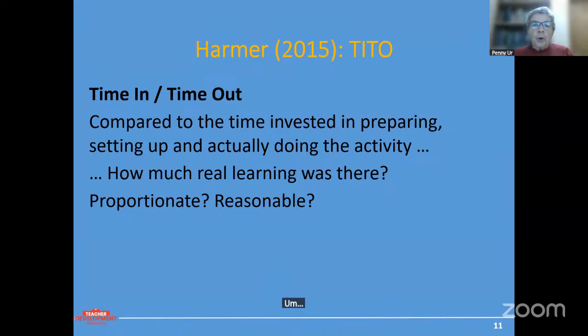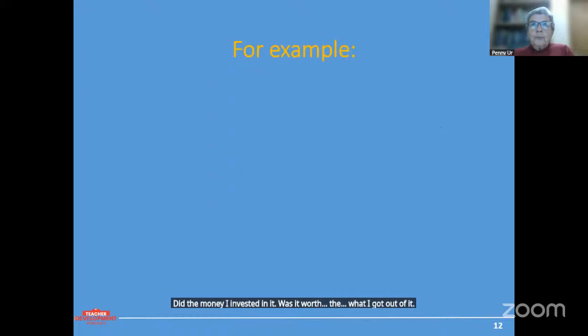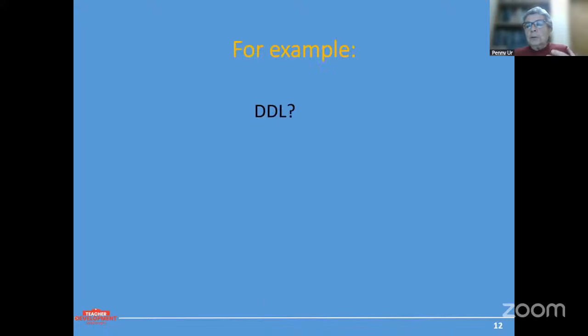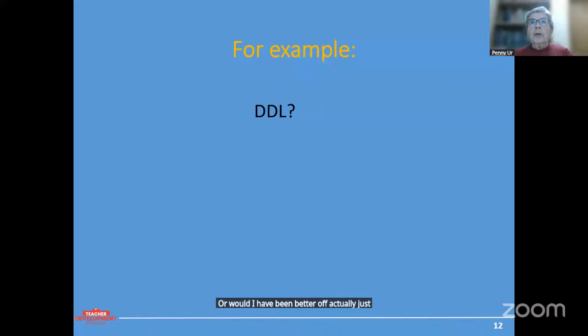In terms also of financial investment, I'll give you an example in a moment. Did the money I invested in it, was it worth what I got out of it? For example, with DDL, was it worth asking the student to look it up from the evidence in the corpus, or would I have been better off actually just telling them what the answer is?